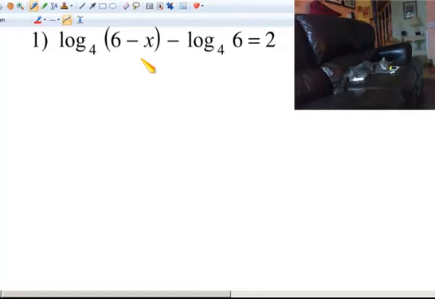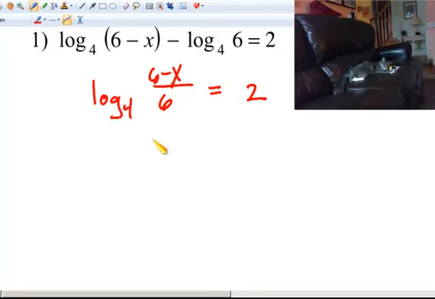by condensing, if necessary. If there are two logs on the left side of the equal sign, I condense into one. So for this problem here, because I have subtraction, that turns into a quotient when you condense. So my first step is to write log base 4 of (6 minus x) over 6 equals 2. Then once I have condensed, I'm ready to write the equation in exponential form.